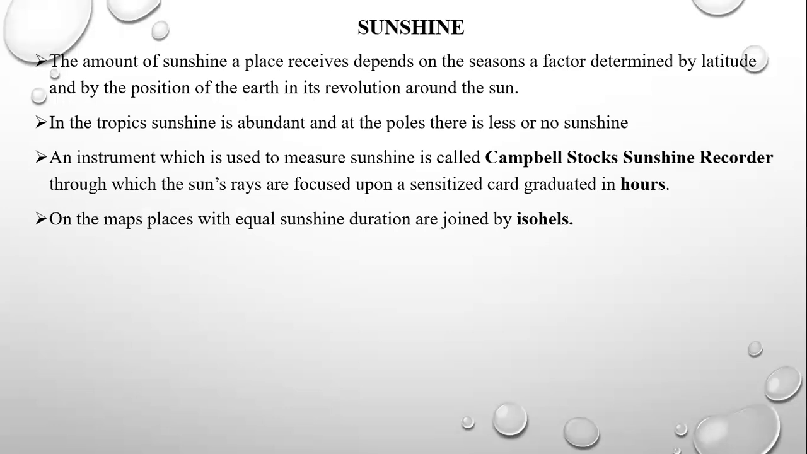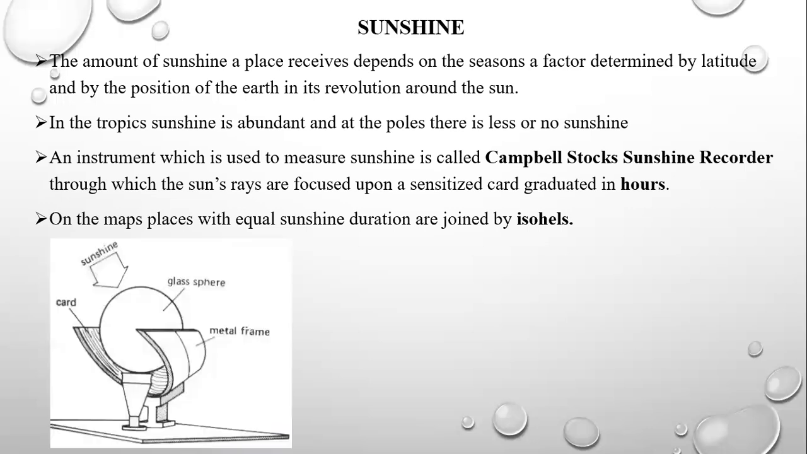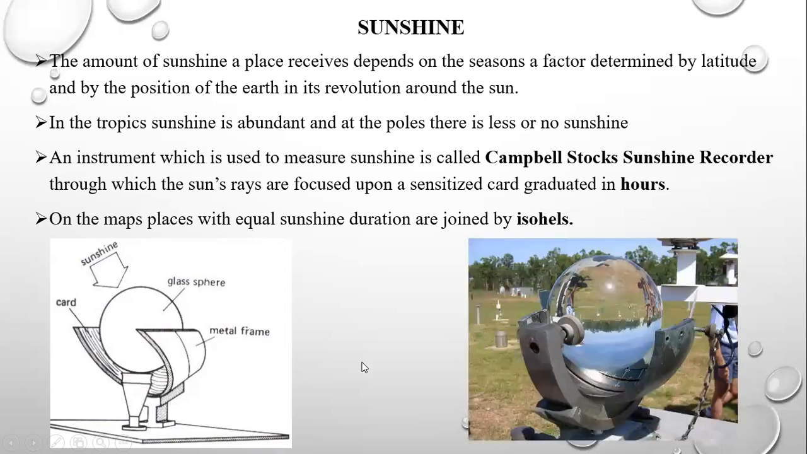So on the maps, places with equal sunshine duration are joined by isohels. So isohels are lines which join places of equal sunshine on a weather map. So this is how a sunshine recorder looks. Usually sunshine is recorded in hours. So that's how a sunshine recorder looks in reality.